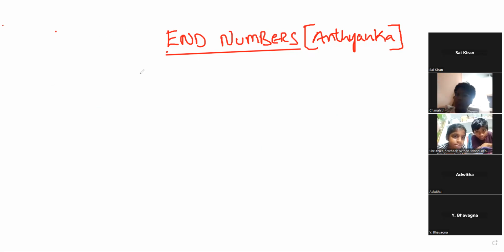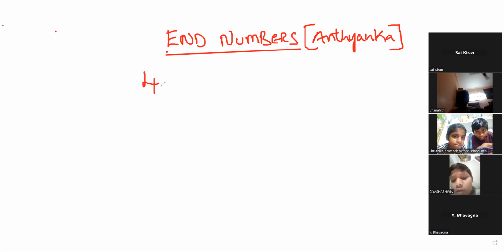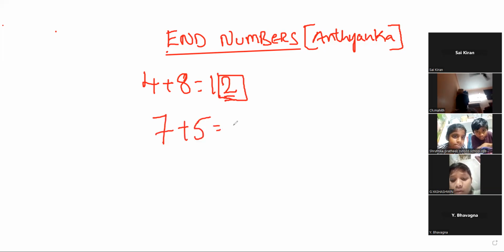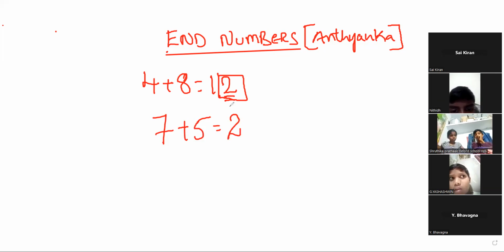Now watch. What is the Antya? Guys, you must take only those 16 combinations. Like 4 plus 8, how much do you get? 12. We should write only 2. Don't write 12 completely. This 2 is called the Antyanka, the end number. 7 plus 5 is 12. Write only 2. Don't write 12.